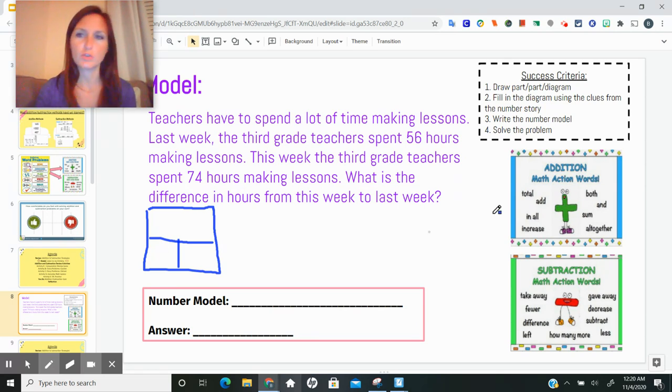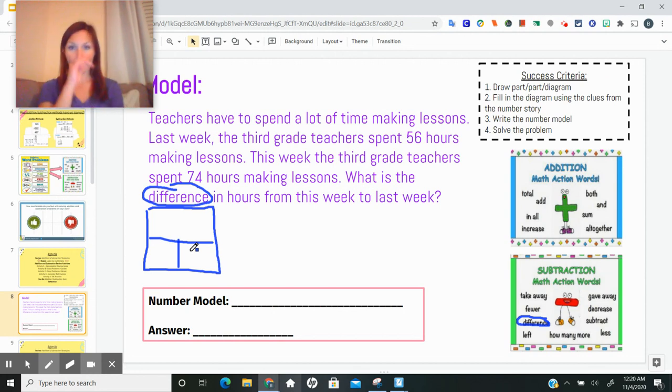But let me look at the clue words. It says, what is the difference in hours? Ooh, when I see that word difference, I remember that difference means subtract, right? Those karate choppers. I even see here in the subtraction poster the word difference. So good thing I checked, because I would have written the numbers here and I would have added, and that would have been wrong. Okay, so I need to make sure that I am subtracting.